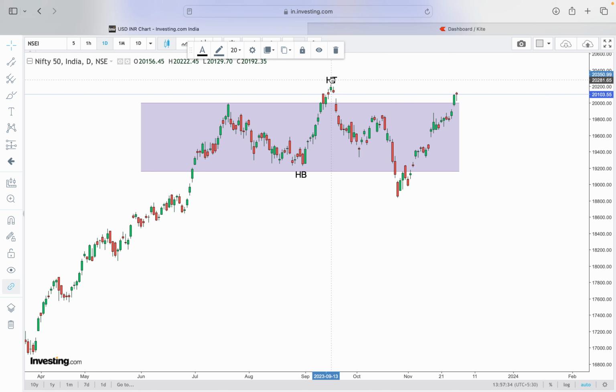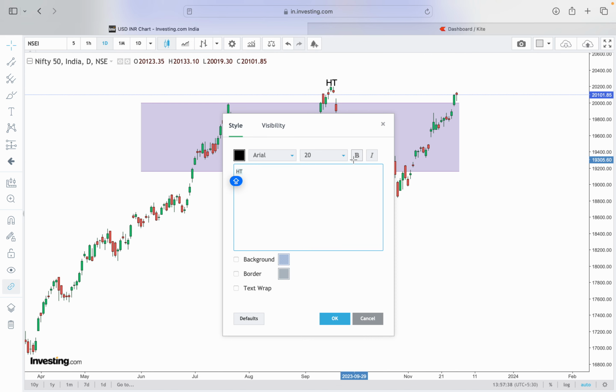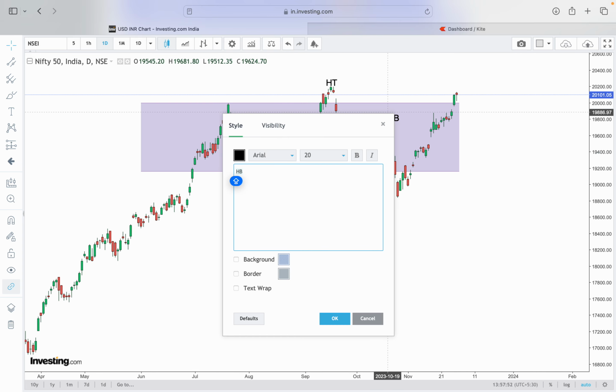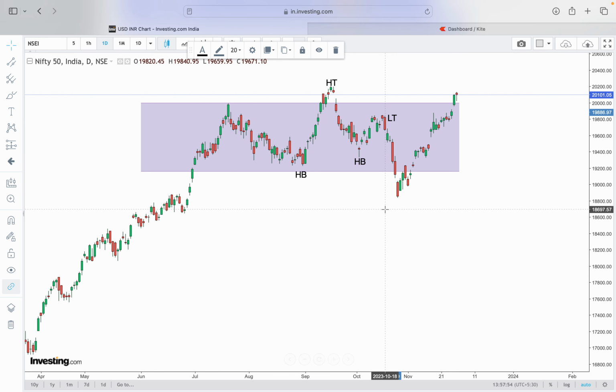However, the higher top did not hold for good, and Nifty proceeded to create another higher bottom. It is now expected that after creating a deep higher bottom, the market would go on to break the previous higher top. However, Nifty formed a lower top followed by a lower bottom formation.